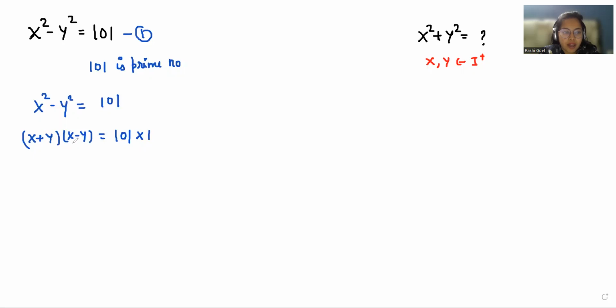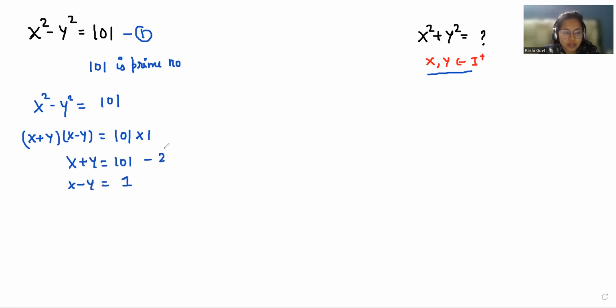So now x plus y can be 101 and x minus y can be 1, or x minus y can be 101 and x plus y can be 1. But we already discussed that x and y both are positive integers. So if we take x minus y as 101, y will be negative, so we can't take it. So only two cases arise: x plus y is 101 and x minus y is 1.